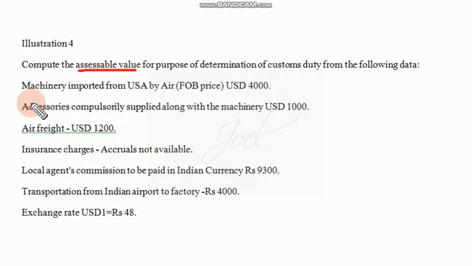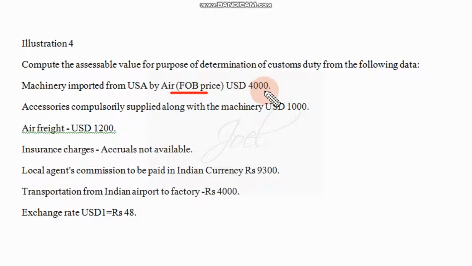First of all, machinery imported from USA by air. Yeah, by air it is imported. FOB price is given in the problem. See, in recent problems, when we had the first one problem I worked out where different costs were given, so we added to the original cost, then we arrived at FOB price. Now in this problem, FOB price is readily given to us. To this FOB price we have to do the calculation.